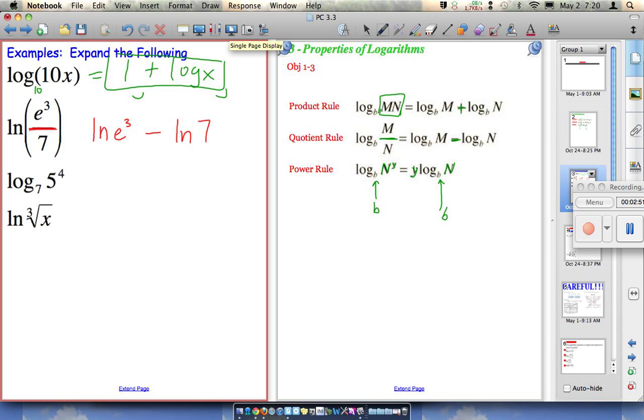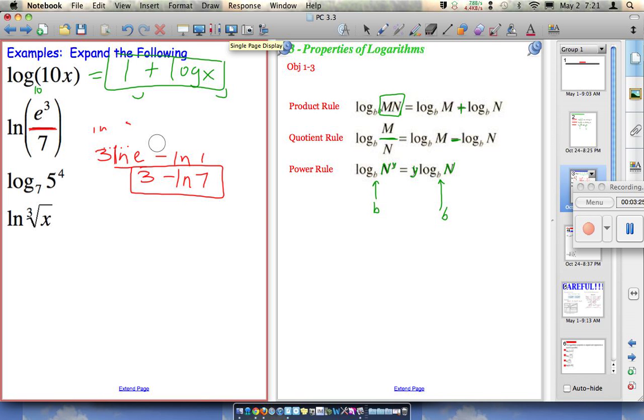The good news is I can use more for this one and expand further and rewrite it as 3 natural log of e minus natural log of 7. And even more so, I know the natural log of e is 1, because e to the first power equals e. So this is really just 3 minus natural log of 7. And I've expanded and have a final solution. I can even get a decimal value at this point because there's no unknowns in this quantity. So that is the second example.